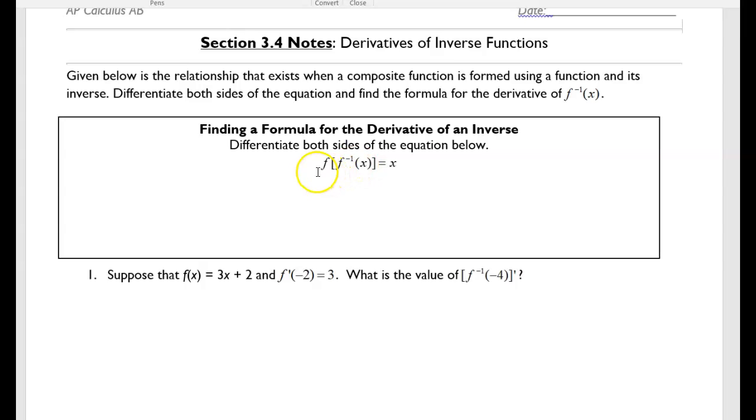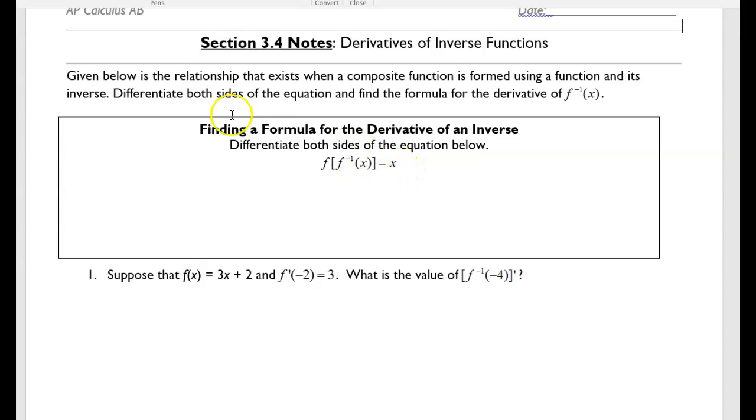And so that's this right here. So if we have f of f inverse of x, that is equal to x. Remember that when we see this -1 here, that means inverse and not reciprocal. Okay, so we're going to use this identity from inverse functions in order to find the derivative.